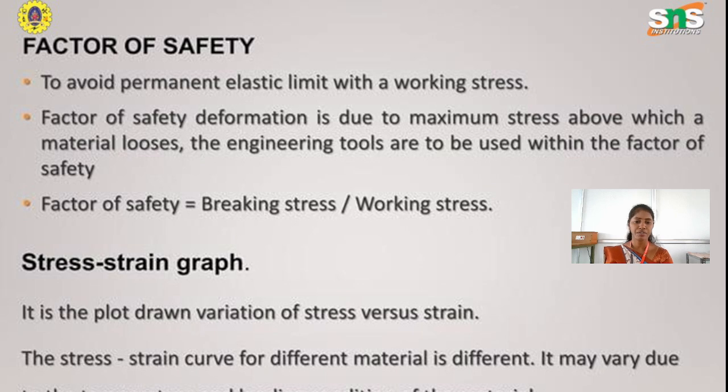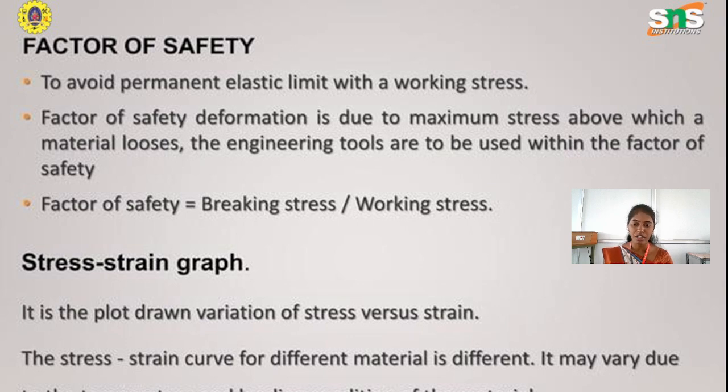Okay. So, factor of safety. The factor of safety is to avoid exceeding the elastic limit with a working stress. While giving more stress to the body, it will lose its elasticity, so it becomes a plastic material, right? So we have to avoid the permanent elastic limit with a working stress. The engineering tools are to be used within the factor of safety.